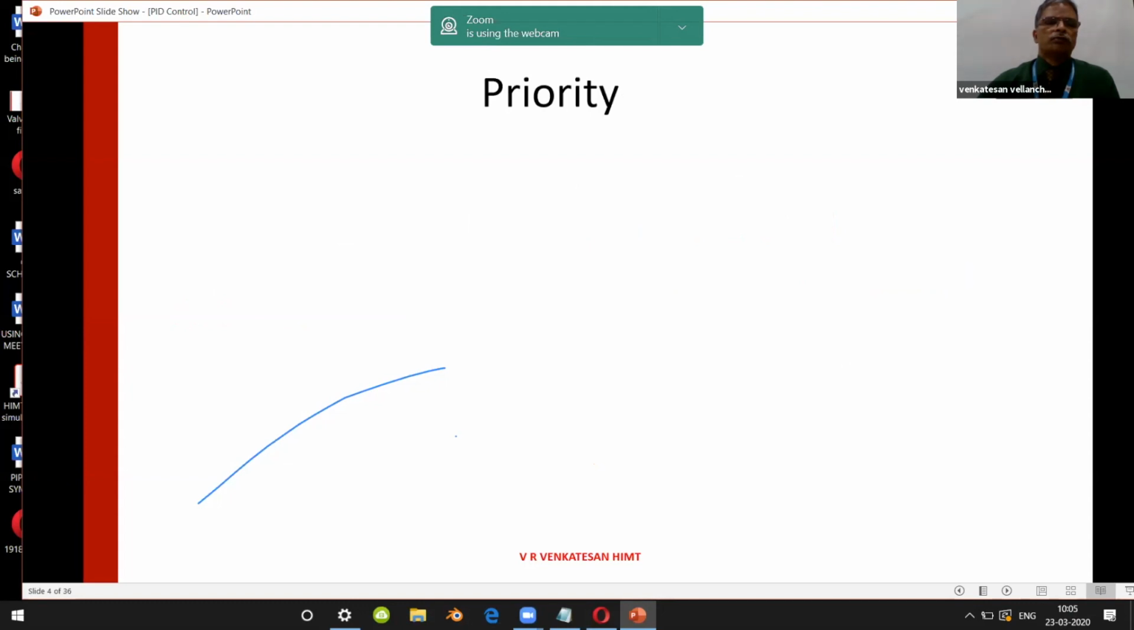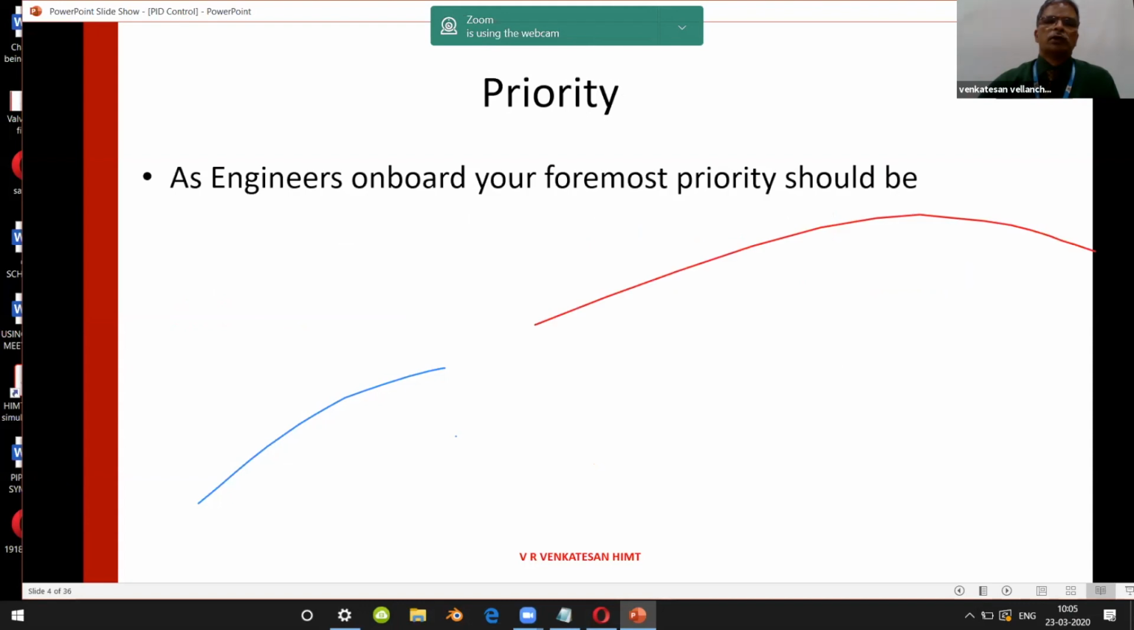For any engineer, the priority in control should be like this, especially for engineers on board, that your foremost priority should be safety. Safety of personnel, that please ensure that the equipment on board vessel do not cause injury to people or death. Failure of equipment, failure of automation should not result in accidents.